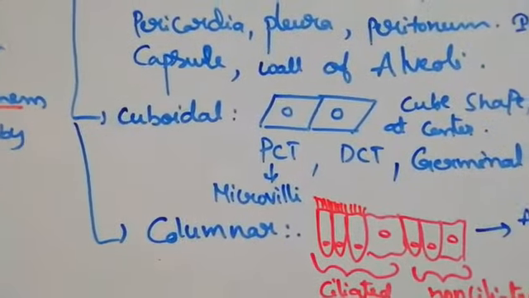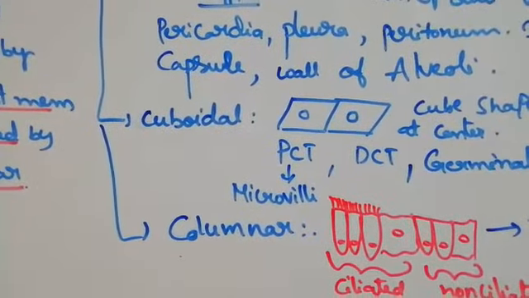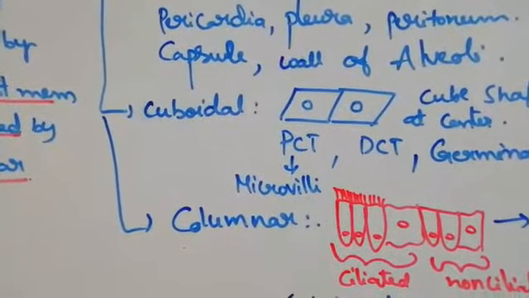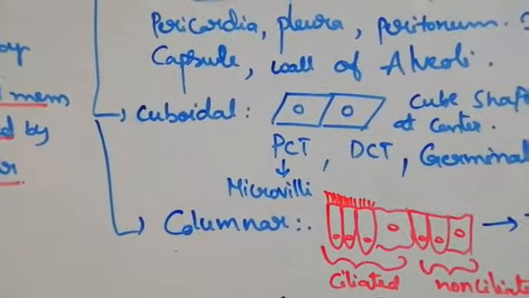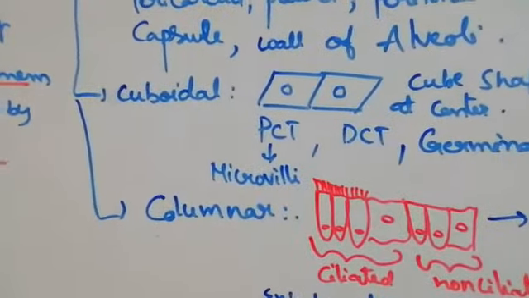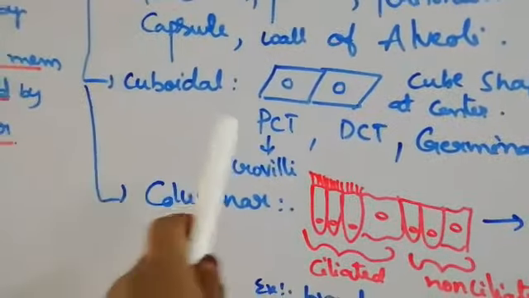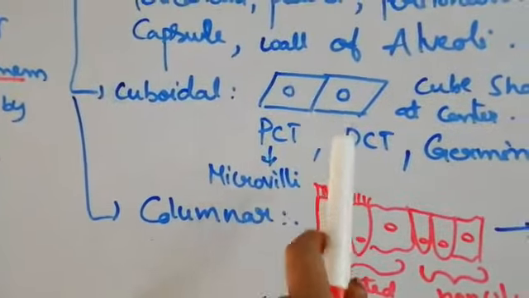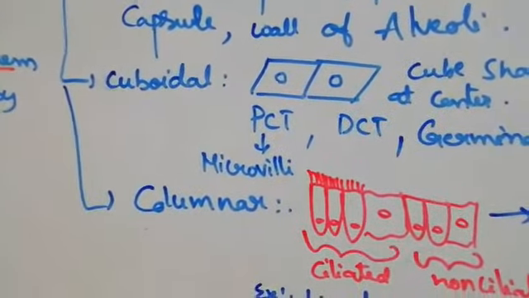Next one is the cuboidal. Simple cuboidal: the structure of the cell is cube shaped and the nucleus is spherical, present at the center. Generally, these cuboidal cells are located at the proximal convoluted tubule and distal convoluted tubule of the nephron.